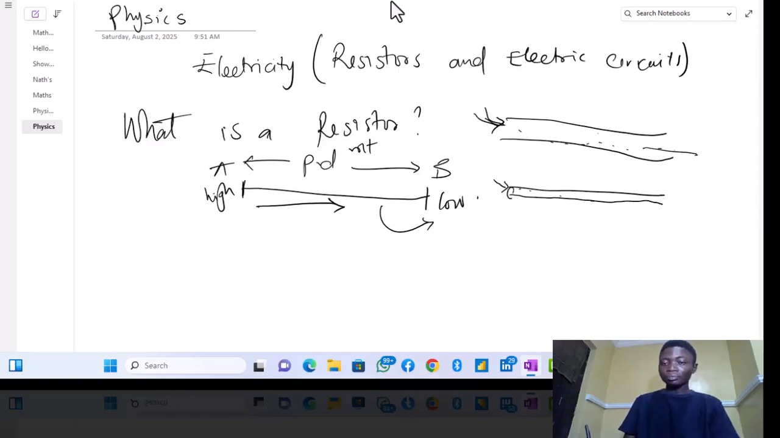So that means the smaller the cross-sectional area of this pipe, then that means what? The more the resistance. Okay, so that means we can actually bring that into electricity. So the thinner the wire, the more the electrical resistance. The bigger or the thicker the wire, the lower the electrical resistance. It's just the same thing as you apply in the pipe.